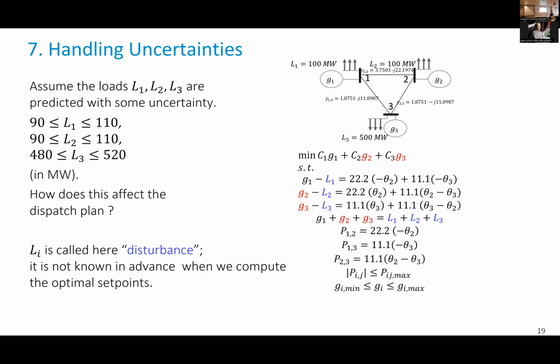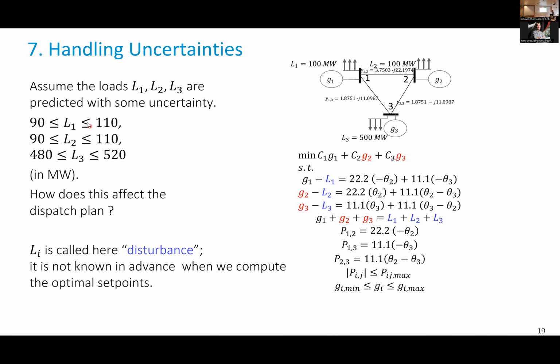It's probably much wiser because those forecasts will be approximately true, but what happens if they are a bit different, which is very likely to occur? And if the system does not work, for example, if the slack bus is no longer able to operate within the range that it had the capability of, then our system will simply trip or will not work. So it's a good idea to have some uncertainty bound here. How does it affect the dispatch plan that we did last time?